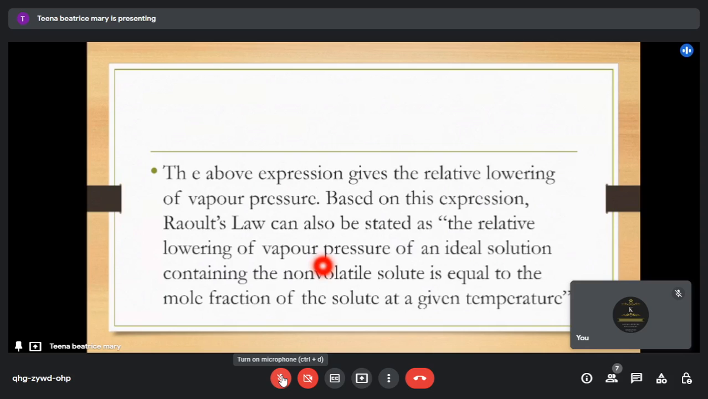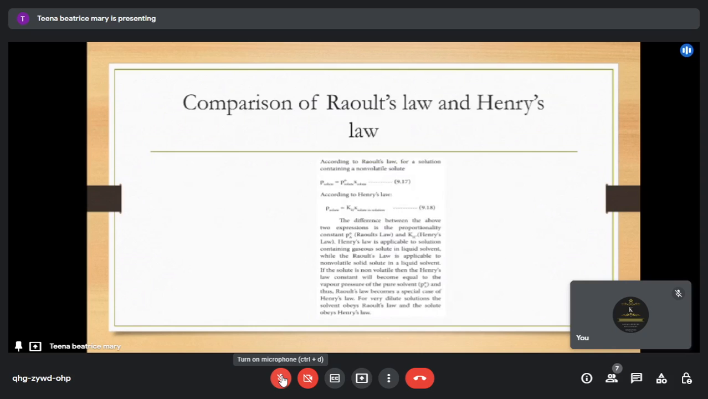So according to Raoult's law, the relative lowering of vapor pressure, here the vapor pressure is getting lowered. So the lowering of vapor pressure of an ideal solution containing a non-volatile solute is equal to the mole fraction of solute. It is not directly proportional, but it is equal to the mole fraction of solute. So based on it, we are going to see how we can compare Raoult's law and Henry's law.